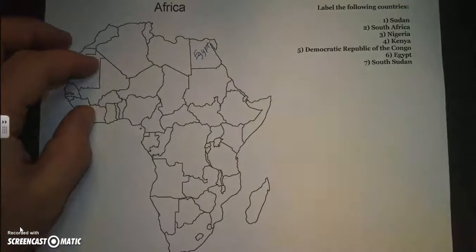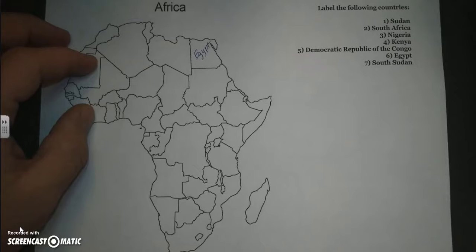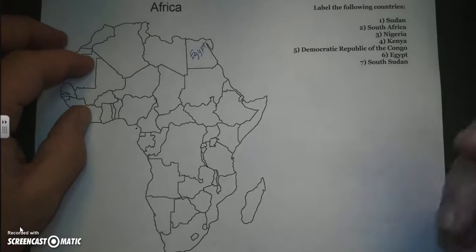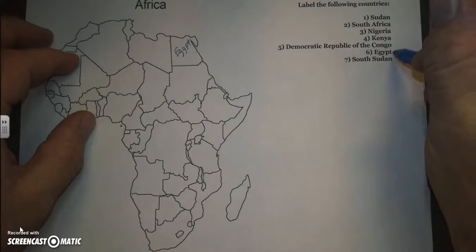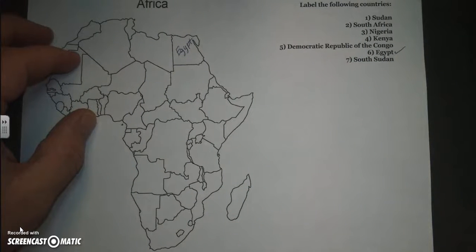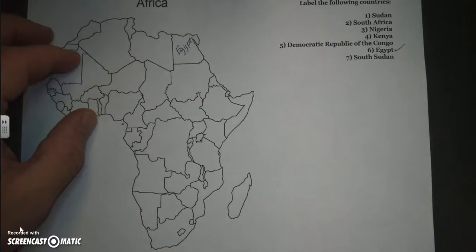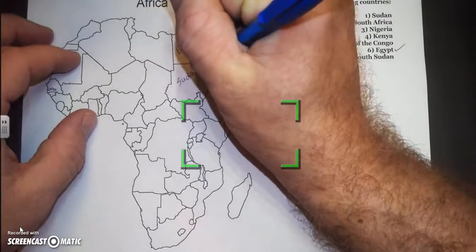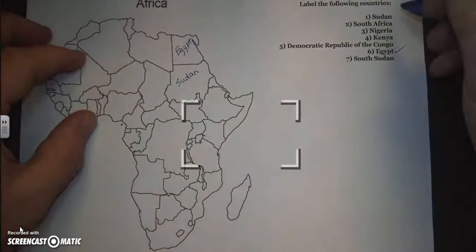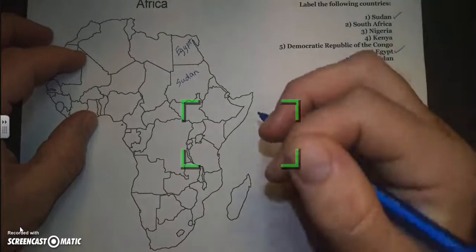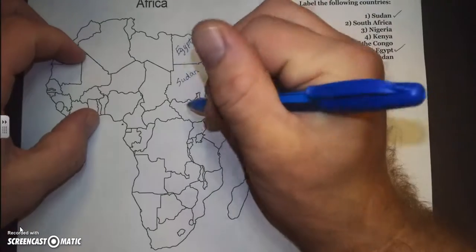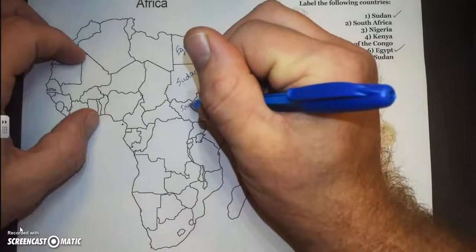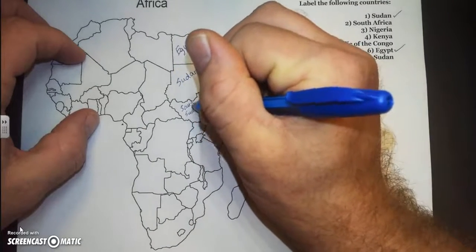and this is Egypt. Okay? This is the country of Egypt. So I'll go and I'll check off that I have Egypt labeled. From the south of Egypt, we have the country of Sudan. In 2011, Sudan split, and this country was formed. This is South Sudan.